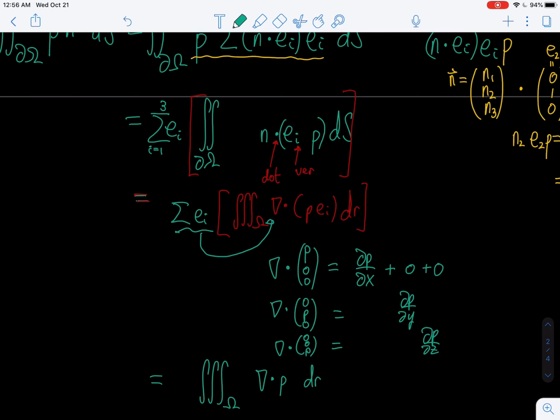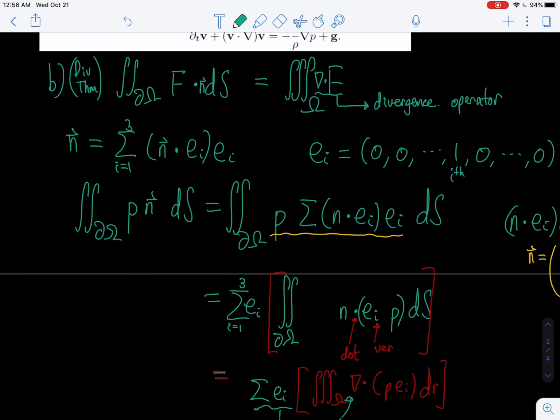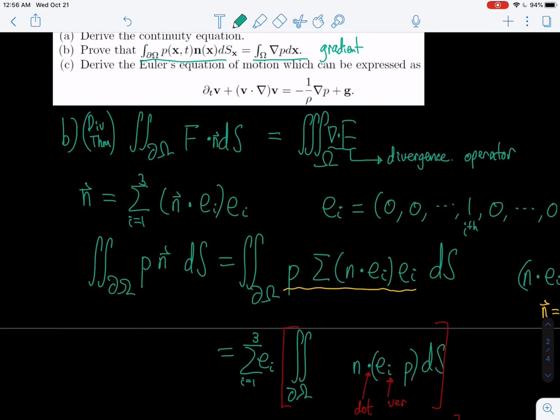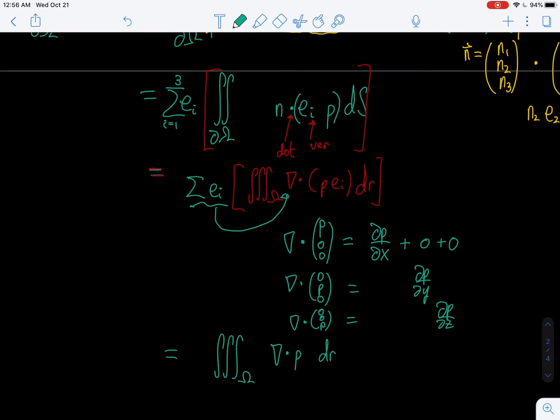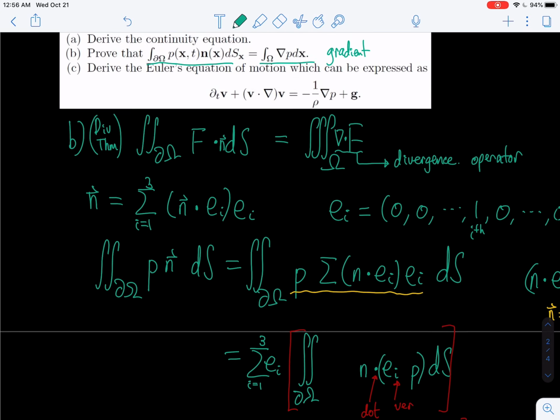Oh, did I switch notation from dx to dr? Yeah, it looks like I did. But it really doesn't matter whether you notate your coordinates using x or r. Anyway, this is how you solve part B.